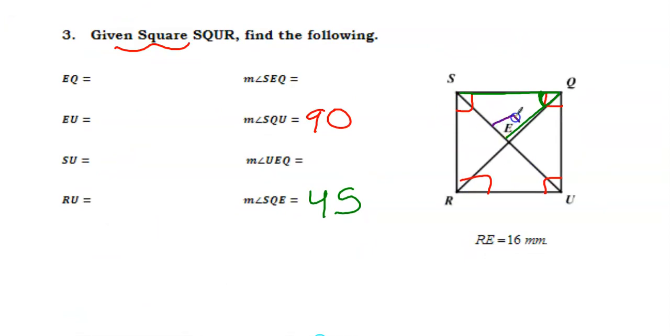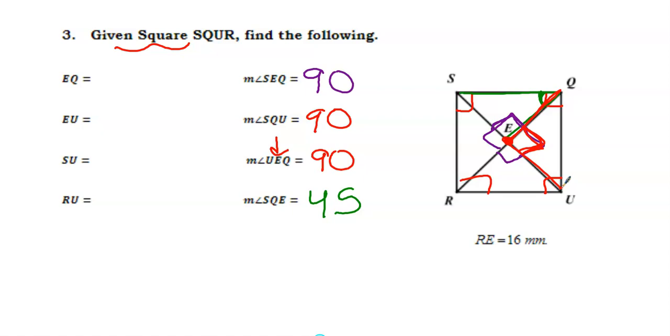So that's important, because if I want this angle right here, SEQ, that is also 90 degrees. The diagonal makes 90-degree angles. All four of these are also 90 degrees. So when you think square, I want you to think things are congruent and things are 90 degrees. UEQ is the same idea. It's this one right here. Think about what is the middle letter. The middle letter, again, is the vertex of your angle, okay?